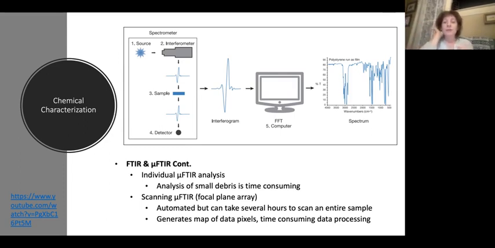A scanning micro FTIR, which is also referred to as a focal plane array, is automated, but it can take several hours to scan an entire sample or longer. And it generates a map of data pixels. So then the time dedicated in that case is not to the picking and sorting part, but to the data processing on the back end, which takes a bit longer. So there are upsides and downsides to both approaches.